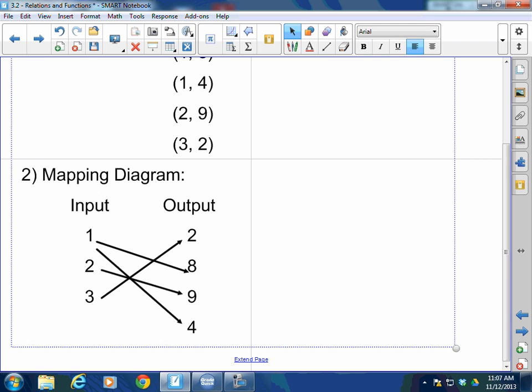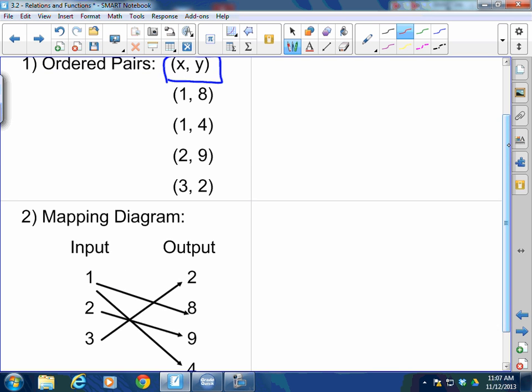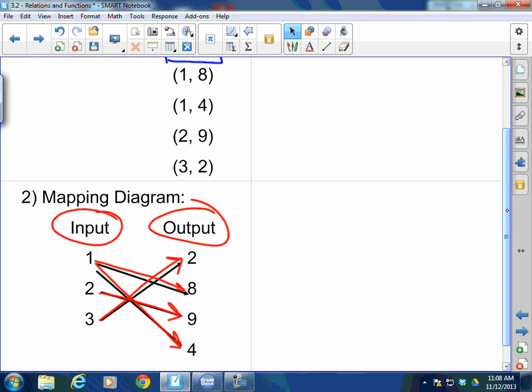Okay, so if you look at the ordered pairs you had, didn't 1 relate to 8? So that's a mapping. 1 goes to 8. 1 also goes to 4. 2 goes to 9. And 3 goes to 2. So you can have a mapping diagram like that. That's another way to show what your inputs were and your outputs and how they related. So that's the second way to write a relation.